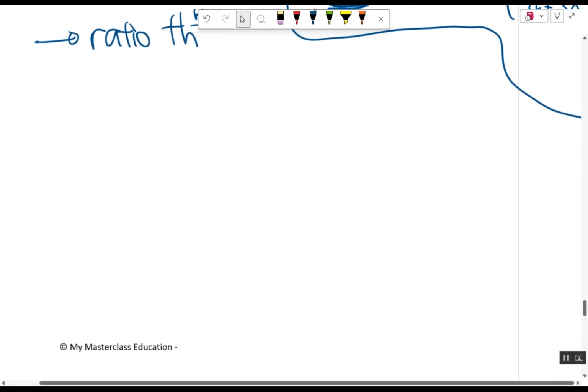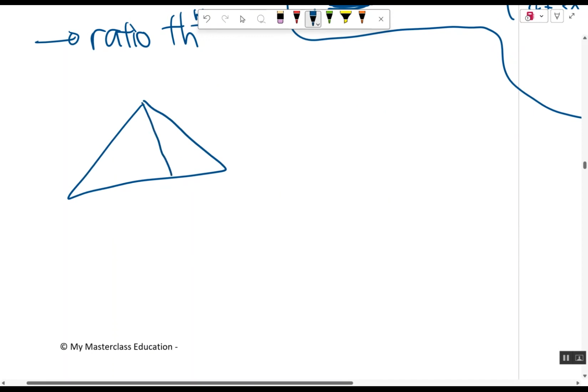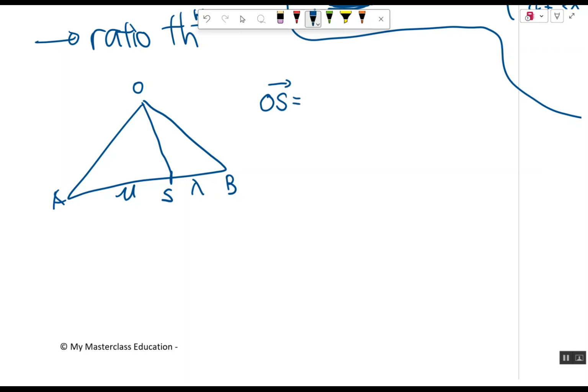So let's recall the concept of the ratio theorem. If this is mu, this is lambda, this is O, this is A, this is B, and you want to find S that is in the middle, the way to find it is, always draw this way, cross to the other side. OS is equal to mu times OB plus lambda times OA over mu plus lambda. Okay, this is the ratio theorem. You have to commit it to your muscle memory.